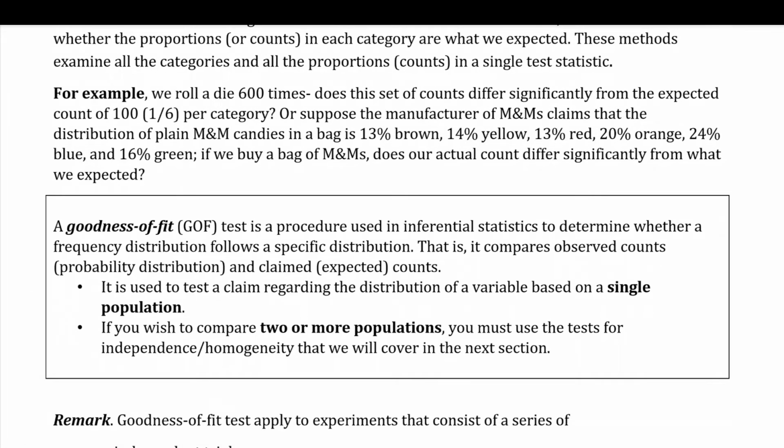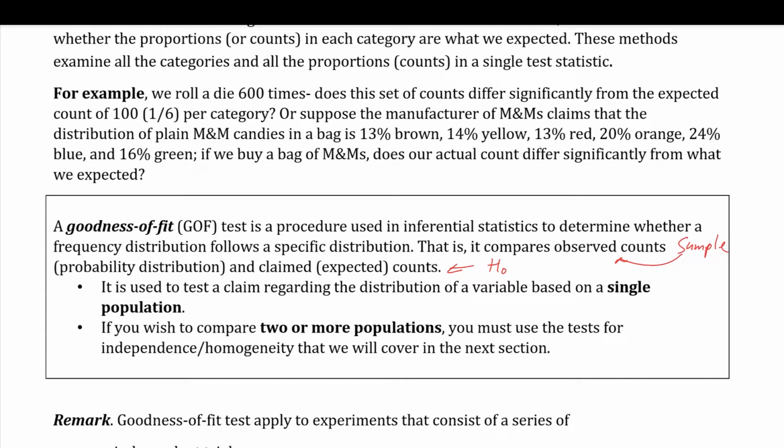So a goodness of fit test is a procedure used in inferential statistics to determine whether a frequency distribution follows a specific distribution. That is, it compares observed counts, again, from our sample, that's what we observe, and the claimed expected counts. Expected is from the null hypothesis, right? We expect it to be like this. This is the status quo expected counts. So again, when dealing with these hypothesis test types of problems, we always have some sort of status quo statement, and we have to get some data so that we can compare what is expected and what we actually observe.